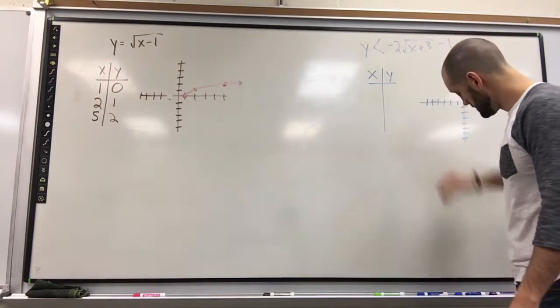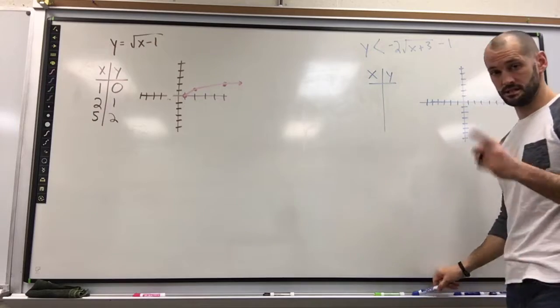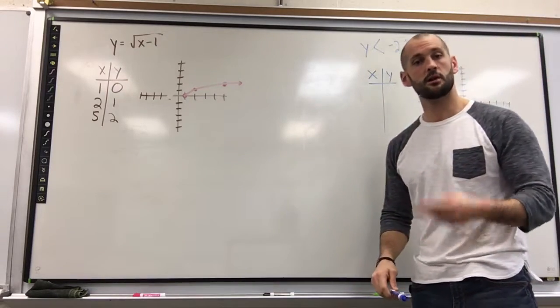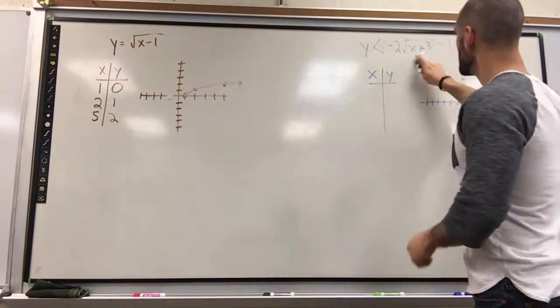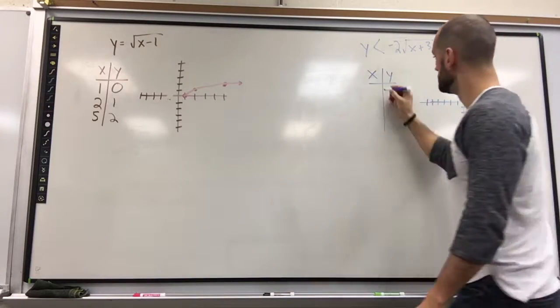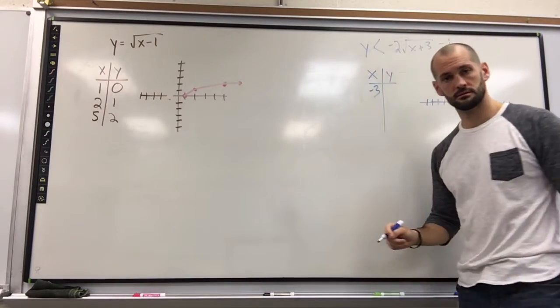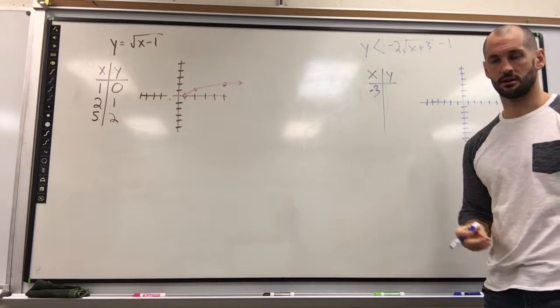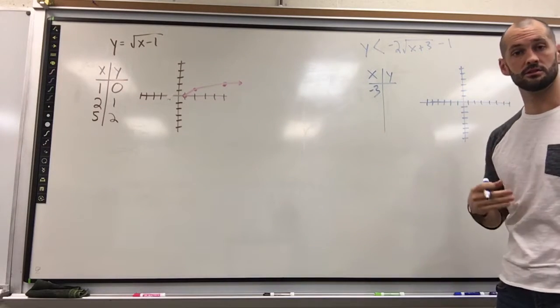X plus 3. Remember, I want a 0, I want a 1, and I want a 4. So what will make x plus 3 equal 0? Negative 3, right? It's just what adds to 0, okay? So what will we have to make x to add to 1?